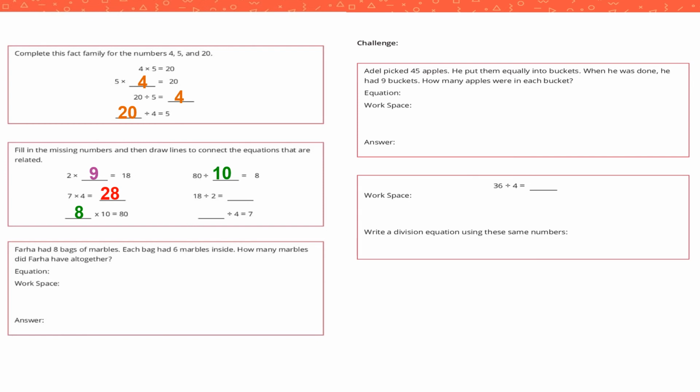And here, 18 divided by 2 equals, which has 18 and 2, which family? Yes, this family will help me. 18 divided by 2 will give me, sure, 9. Here, what divided by 4 gives me 7? Which of these families? Yes, this family. 28 divided by 4 gives me 7.